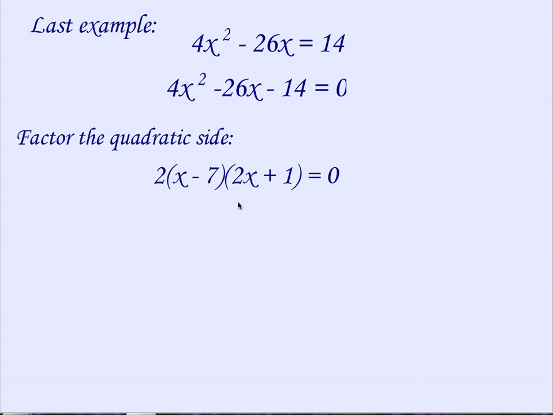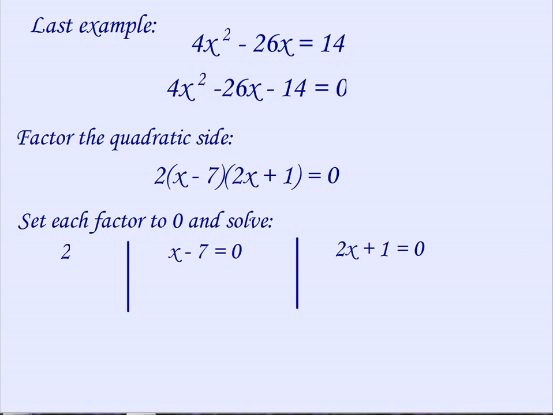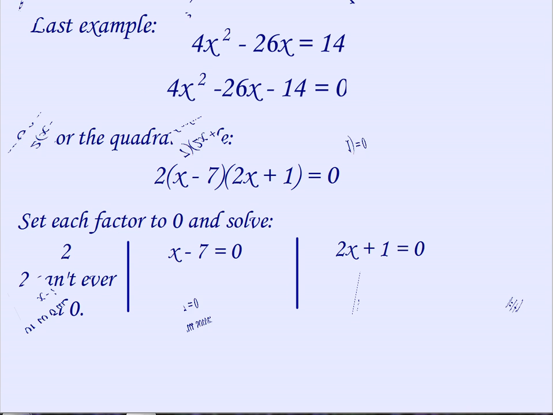When I factor, this time I'm going to get 3 different factors. I'm going to have a 2, an x minus 7, and a 2x plus 1. So this time, I'm going to have 3 different factors to solve. First factor of 2, there's no variable here. 2 can't ever equal 0, so I don't really get an answer from this factor. There has to be a variable involved for me to get a solution.